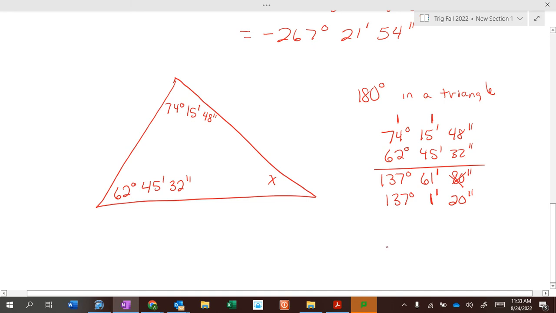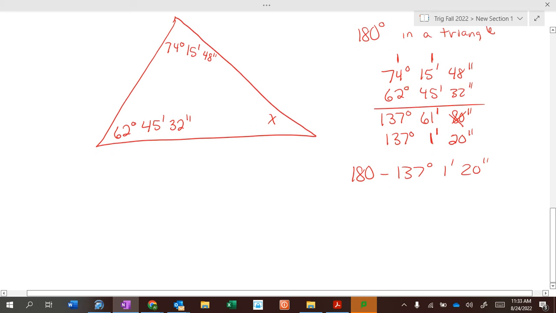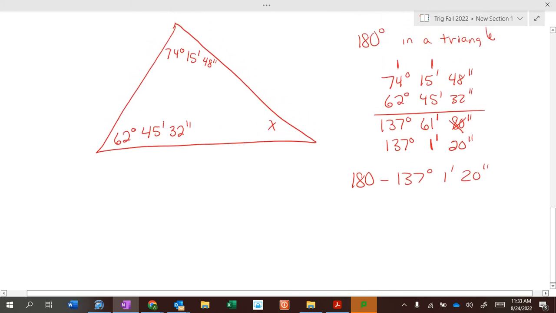But that's not the answer. That's not what x is. How do you get x? So you have to take 180 minus 137 degrees, 1 minute, 20 seconds. That looks easy enough, but uh-oh. How many seconds are in 180 degrees? How do we subtract the seconds part? Well, we're going to have to borrow.